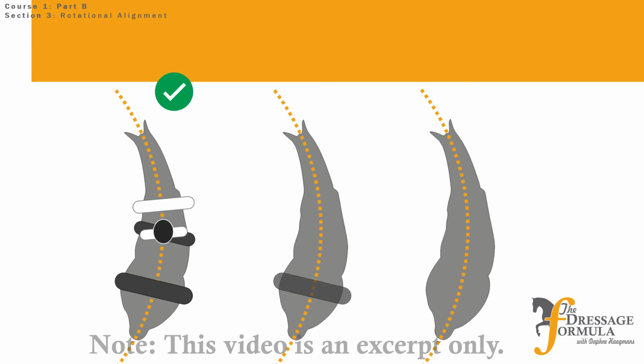Okay, how can this go wrong? Here are the horse's hips alignment. Our hips are not in alignment with the horse's hips. Our shoulders are in alignment with the horse's shoulders. Our hips are also in alignment with the horse's shoulders. This is incorrect.